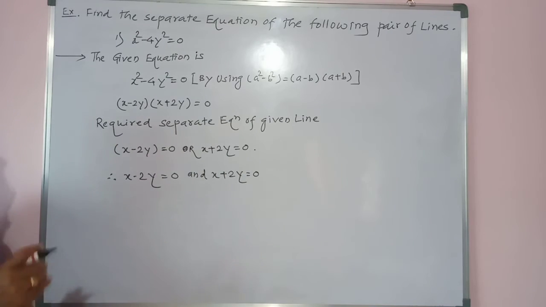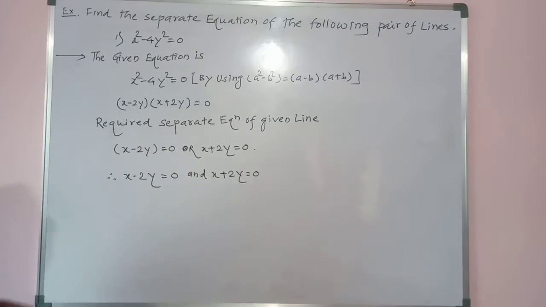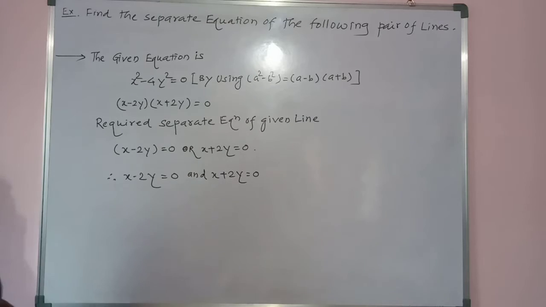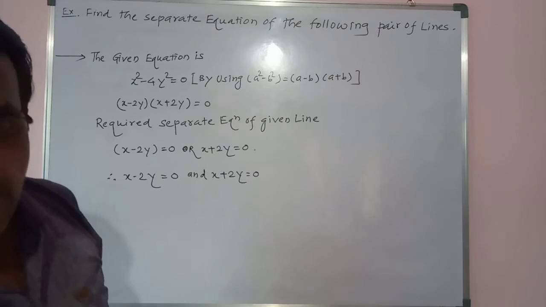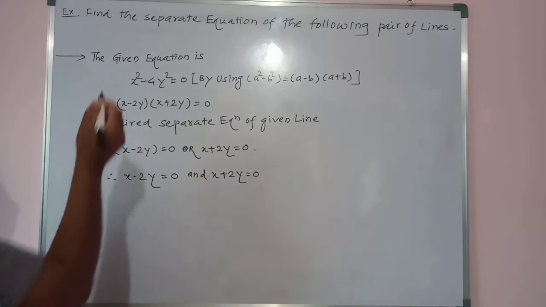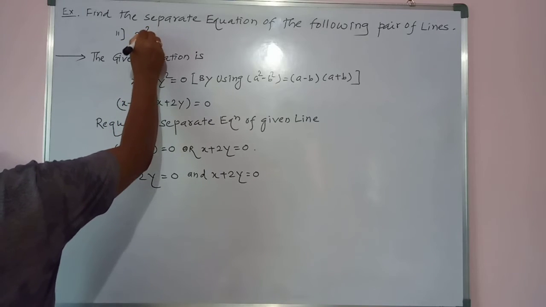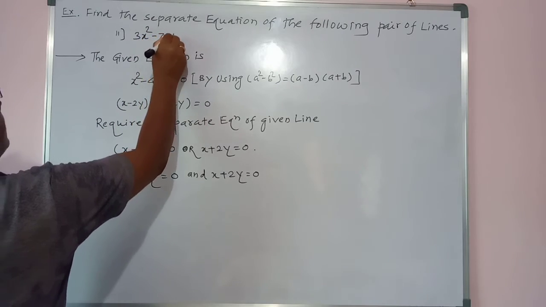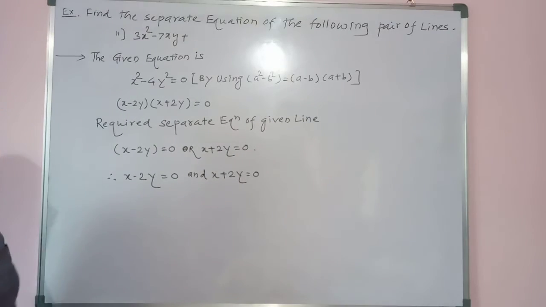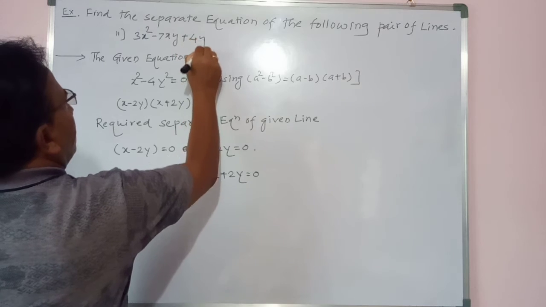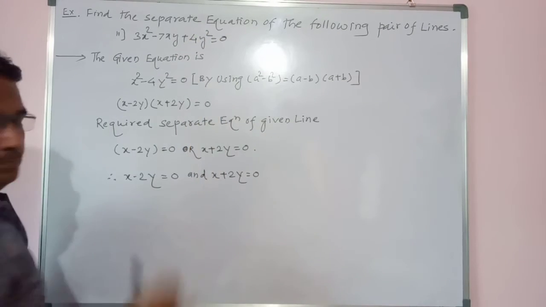Okay. The next example is find the separate equation of the following pair of lines. Second example is 3x square minus 7xy plus 4y square equal to 0.